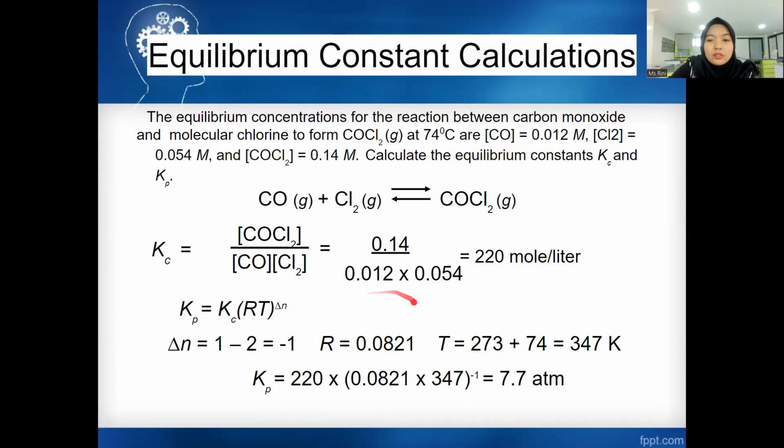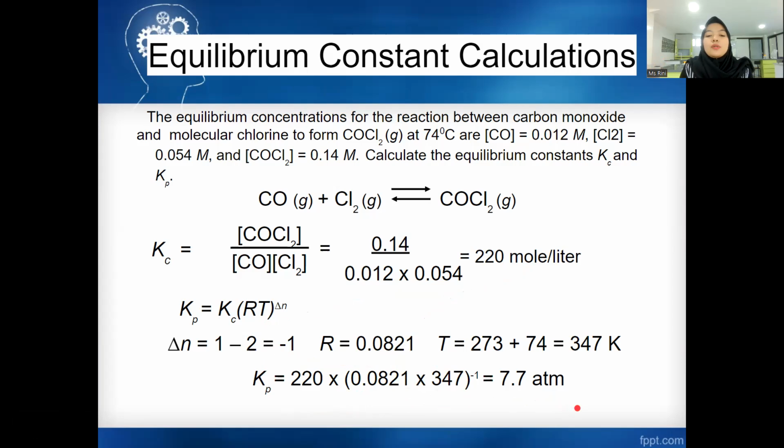For delta n, it is the change in coefficients, so we should find the coefficients once again. It starts from the product minus the reactants. So here it is 1 minus 2, because it is 1 plus 1. So the final result is minus 1. Next, we substitute the data. Delta n is here, and then Kc is here, and then R and T. By calculator we get the result, 7.7 atmosphere. So this is the final unit for Kp.